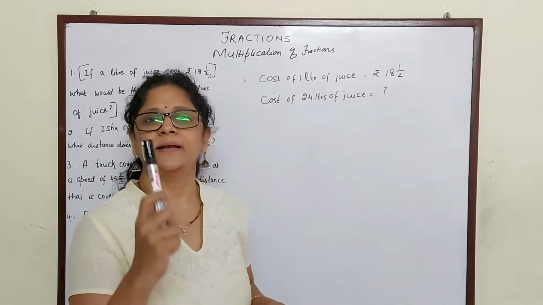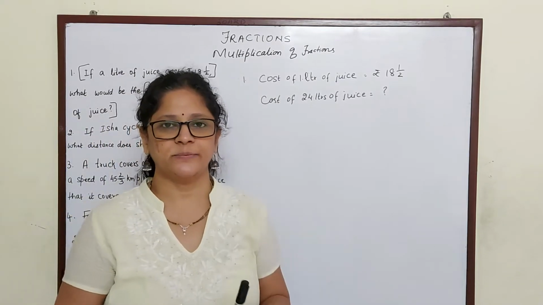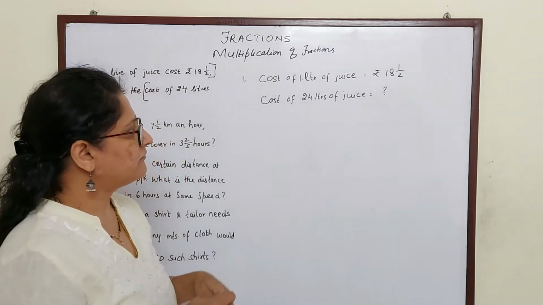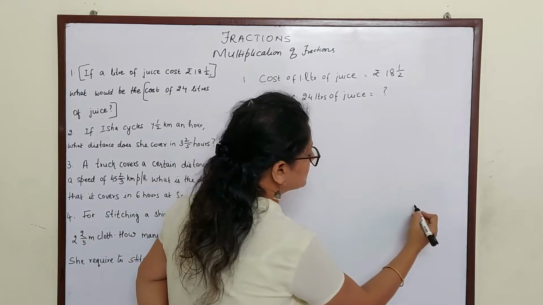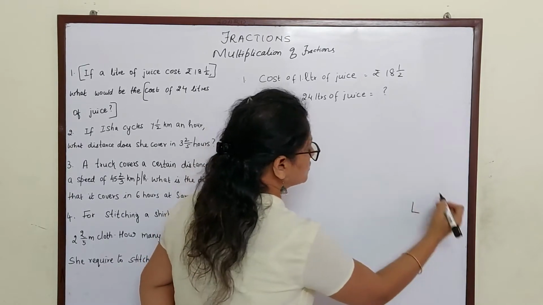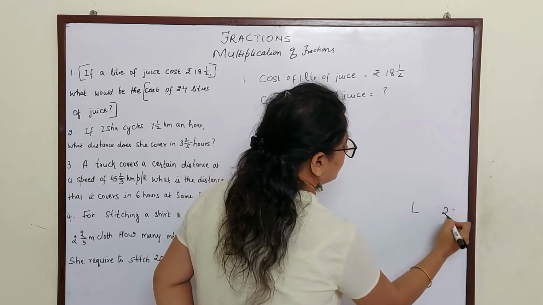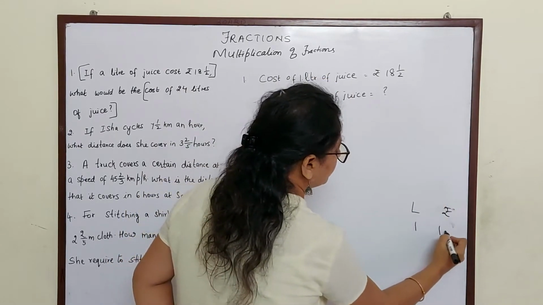Like suppose this pen is 5 rupees. So one pen is 5 rupees. So 2 pens will be 10 rupees. What did you do? 5 into 2, 10. But suppose you still have doubt in your mind, you can use this trick. Suppose you write here liters of juice and here you write rupees. Okay. So 1 liter of juice is 18 and a half rupees.